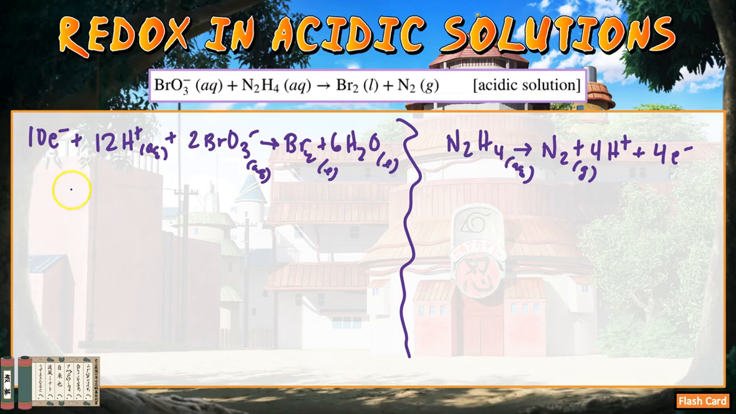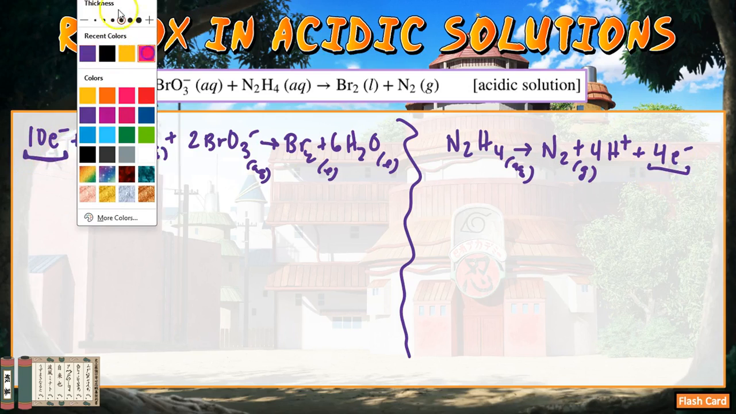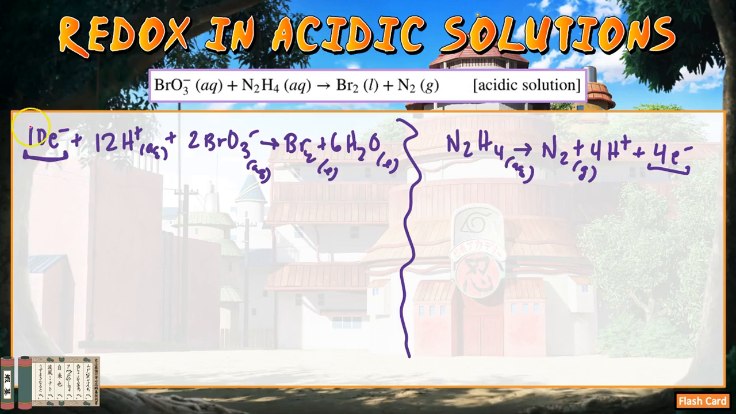Now, the next thing we have to do for step 3 is to multiply each half reaction by an integer so that the number of electrons lost and gained are the same. That's one of the things we have to make sure is true. So we have 10 electrons gained here and 4 electrons here. So we must make sure that we have the proper number of electrons. What we could do is multiply this entire thing by 2 and this entire thing by 5 to get a total of 20 electrons.